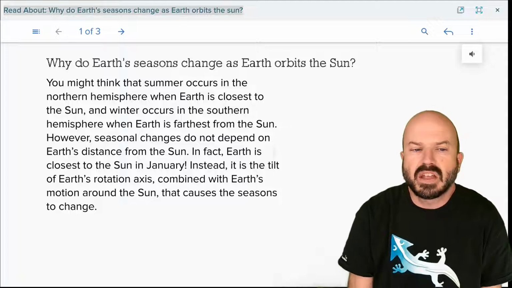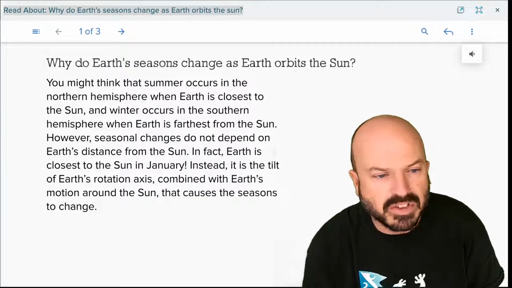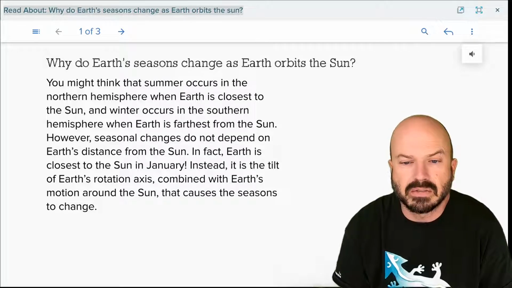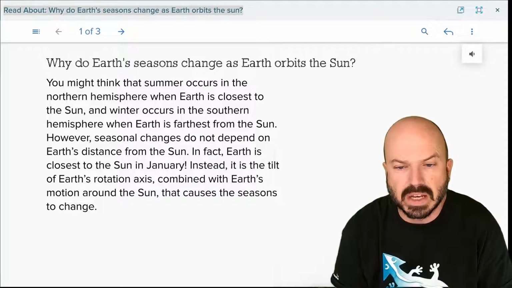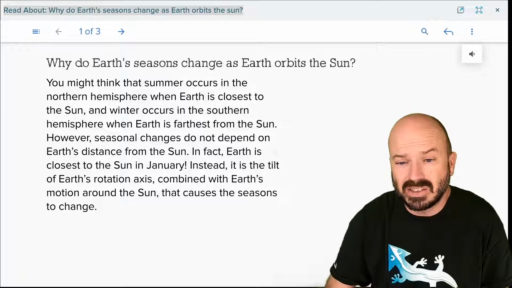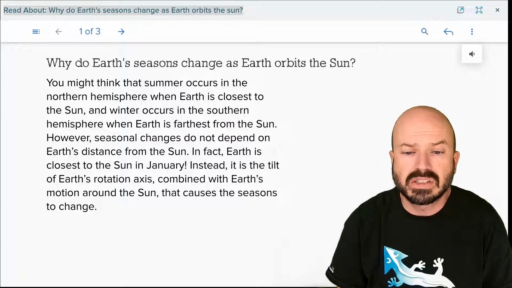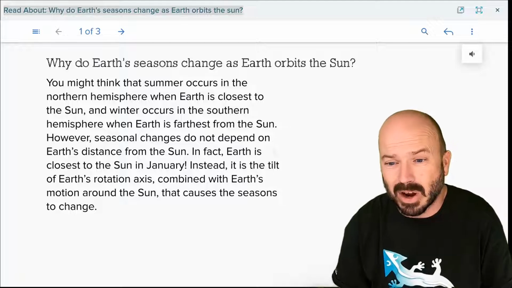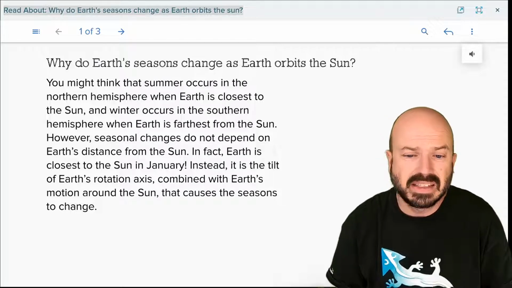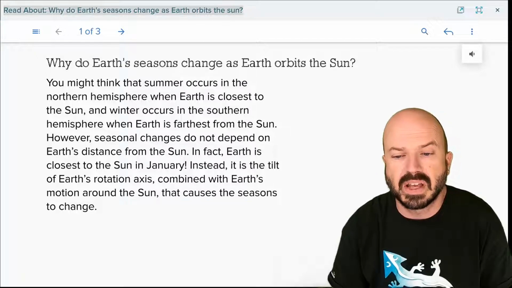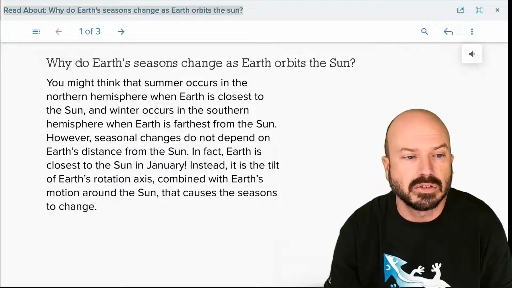Now you might think that the summer occurs in the northern hemisphere when Earth is closest to the sun, and winter occurs in the southern hemisphere when Earth is furthest from the sun. However, seasonal changes do not depend on Earth's distance from the sun. In fact, Earth is closest to the sun in January. Instead, it's the tilt of Earth's rotation axis combined with Earth's motion around the sun that causes seasons to change.